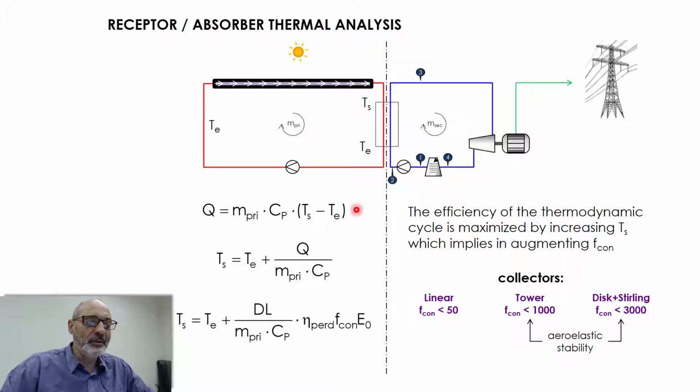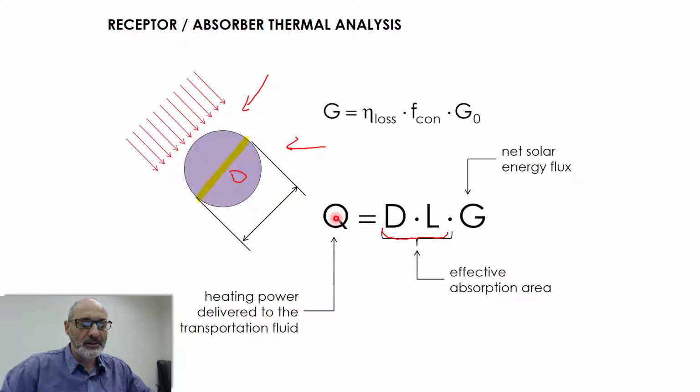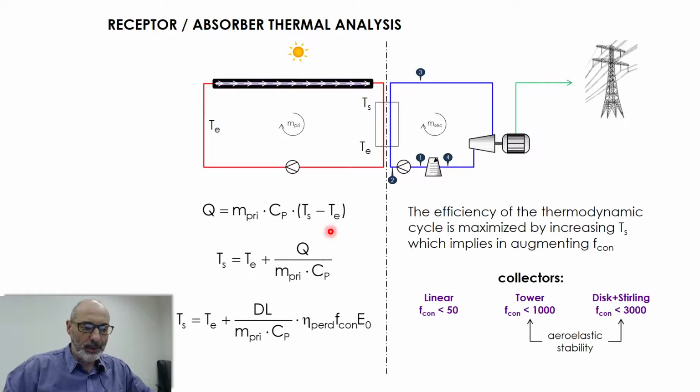If we apply the first law of thermodynamics here, the amount of heat absorbed, this quantity Q here, actually is this quantity here. Now I'm just looking at the fluid. So what happens to the fluid when it absorbs this energy Q? Its temperature varies from TE to TS, and the first law of thermodynamics tells us this. It's the flow rate times the specific heat at constant pressure times delta T. This is the first law of thermodynamics.